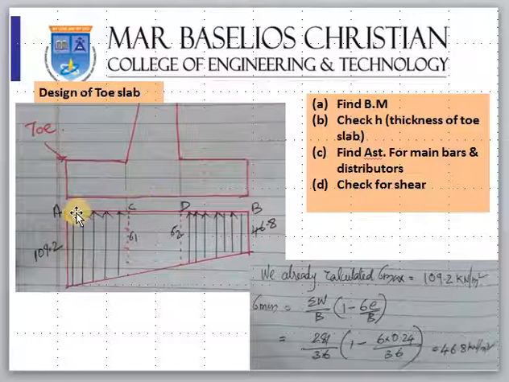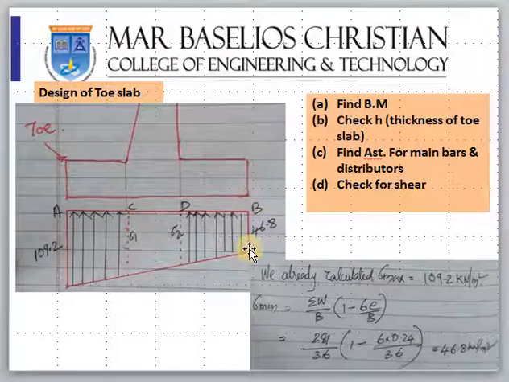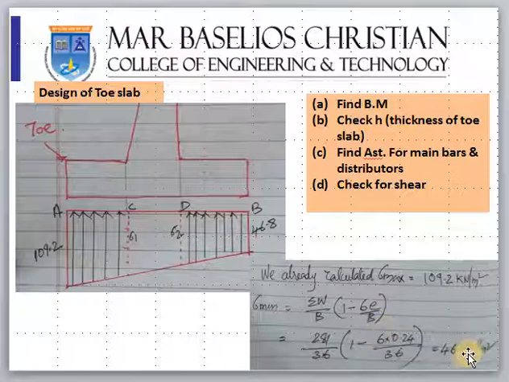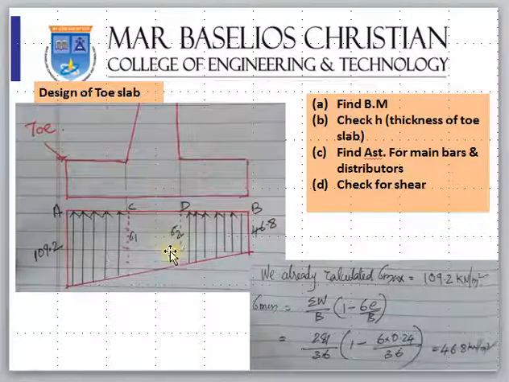So come back to the soil pressure diagram which we have seen before. Last class we have seen this is 109.2, this is sigma max, and sigma minimum we found out as W by B into (1 minus 6e by B), which comes to 46.8. Our interest is in this portion only. This is the heel slab.